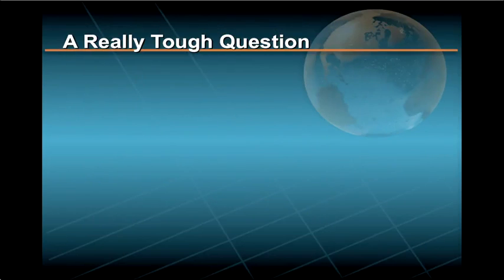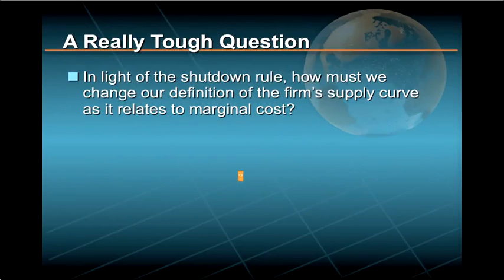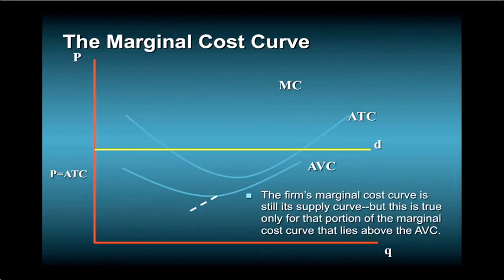Now here's a really tough question. In light of the shutdown rule, how must we change our definition of the firm's supply curve as it relates to marginal cost? The firm's marginal cost curve is still its supply curve, but this is true only for that portion of the marginal cost curve that lies above the AVC. If you got this, go to the head of the class.